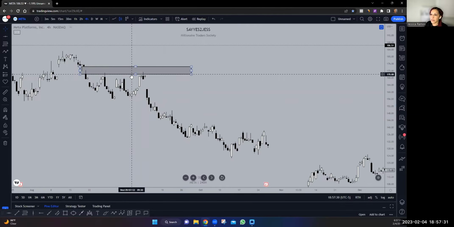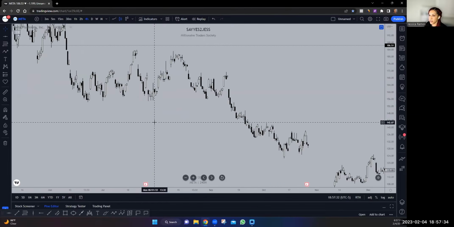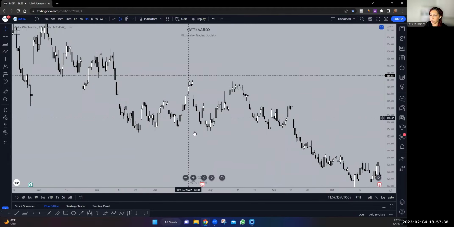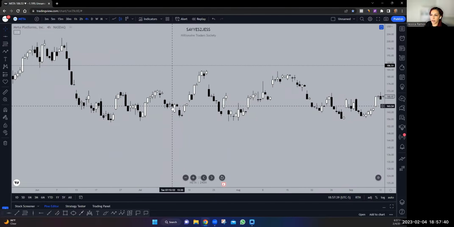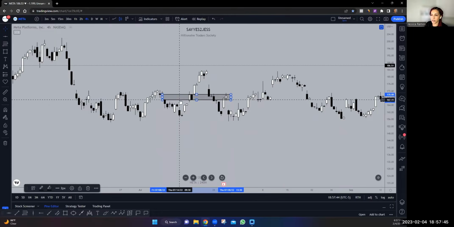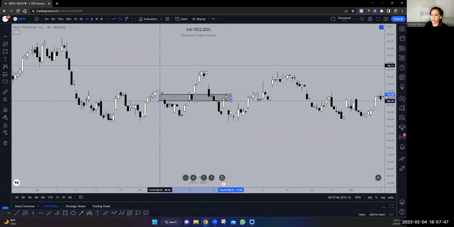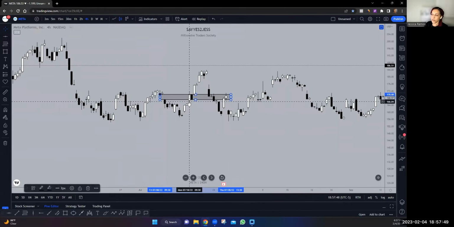Now let me see if I can find a gap fill. Yeah, here we go right here. There is a gap. Again, you can draw a box if you like. If you think that's easier for you, draw a box and just drag it to the right. That's it. Now, you don't want to solely use this strategy. You want to make sure that you are aware of market structure and how to identify entries as well, because that's going to add additional confluence to your trading and give you a higher probability setup. The more confirmations you have, the better that is for you.